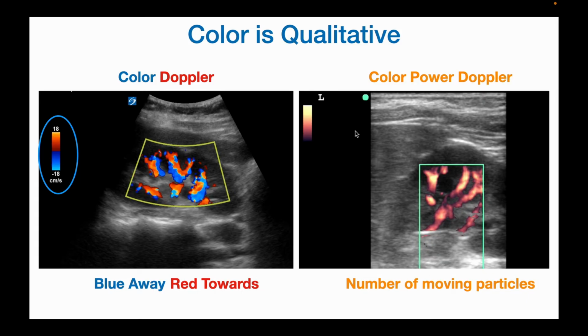Now, color power Doppler is a little bit different. It does not assess for directionality or general velocity. Instead, the intensity of this orange spectrum is related to the number of moving particles or cells. So even if a few RBCs are bouncing along at a few centimeters per second, CPD or color power Doppler will be able to detect them, whereas standard color may not.